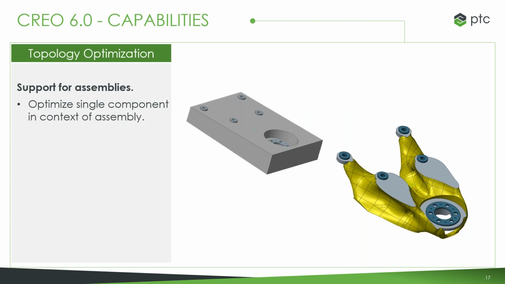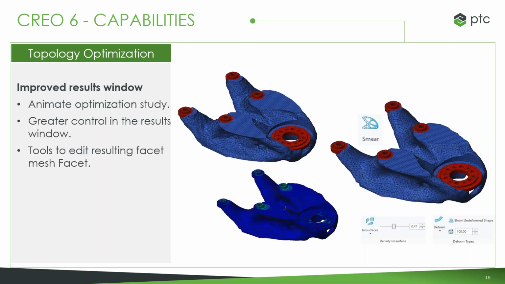Working with Creo 6.0 in particular, we can now optimize components in the context of the assembly. Before, we could only do that for the single part by itself, but we'll now run that in the context of some adjacent geometry to really understand how that part is working. We're not only improving how we run the optimization, but also how we view the results of the study: improved animation, greater control around that animation, and more tools to edit the resulting geometries that we get.